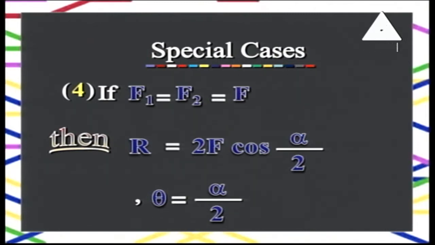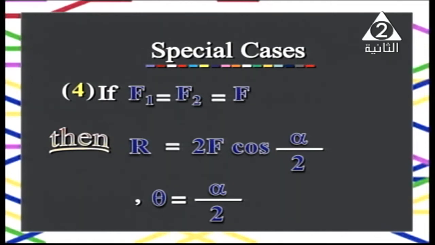Remember, my dear student, the fourth case is very important. If we have two forces equal in magnitude, then R equals 2F cosine alpha over 2. The direction of R, denoted by theta, equals alpha over 2.